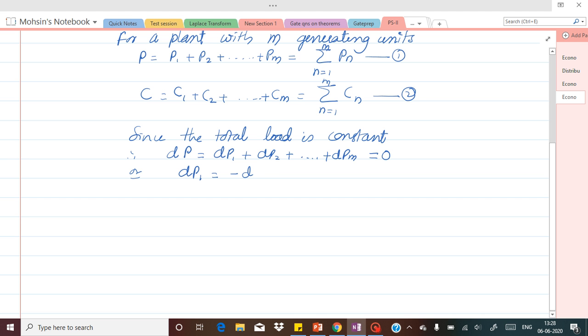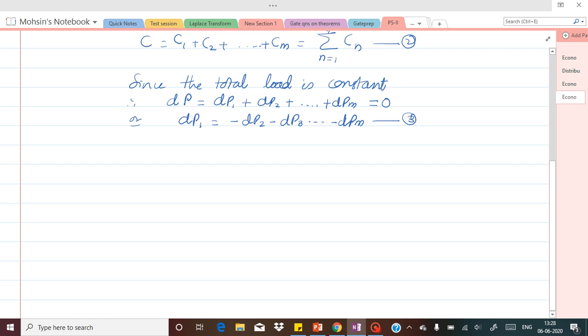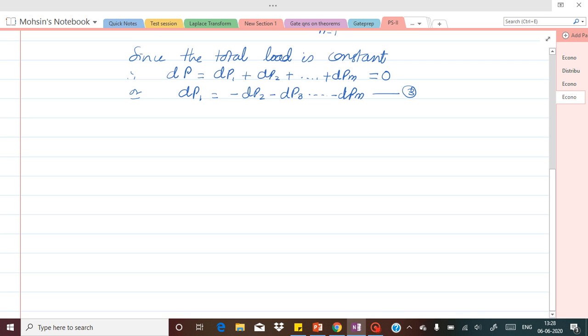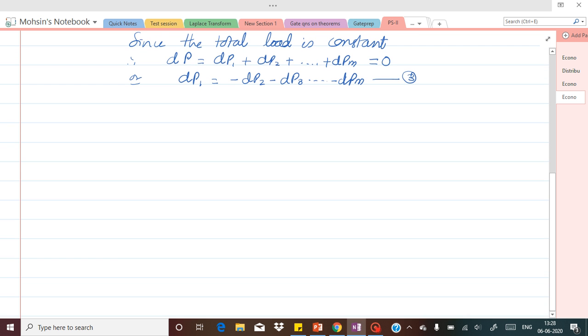minus dp2 minus dp3 so on minus dpm. Okay, so let me indicate this equation as equation number 3. Just by taking all the other terms except for dp1 to the right hand side, we can arrive at that equation number 3. Okay, so now let us write some lines for this.